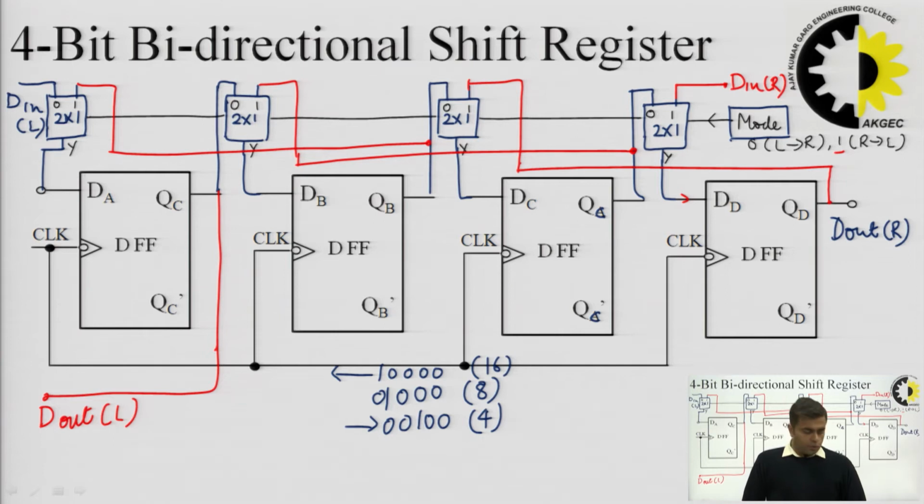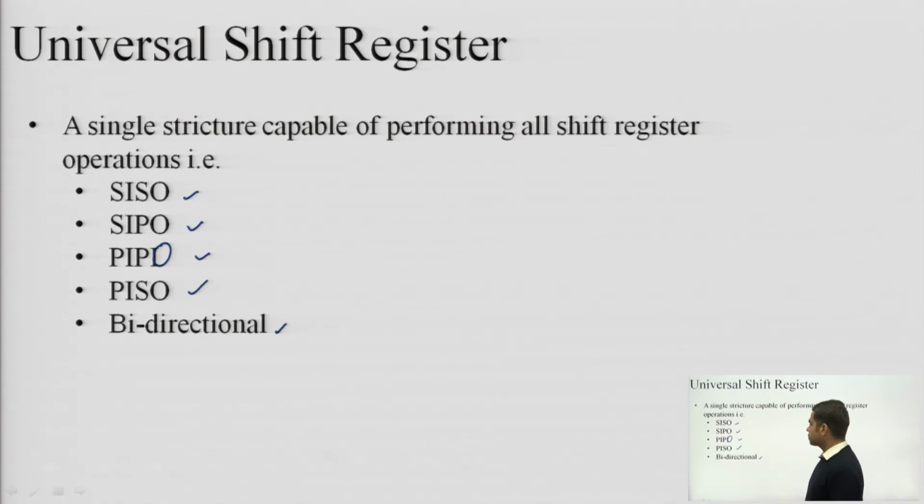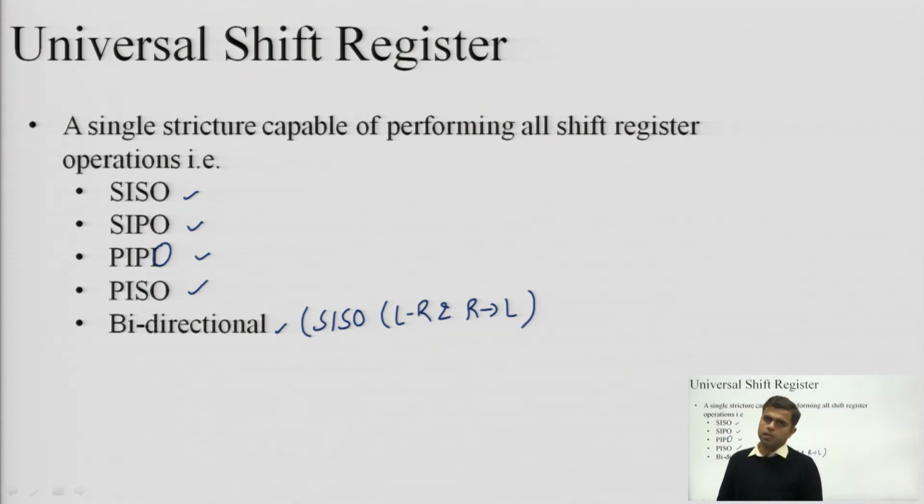So now let's come to the concept of the superior most shift register, which is named as universal shift register. So universal shift register, as the name suggests, that a single shift register circuit will be capable of performing all the shift register operations which we have covered so far. So we have covered SISO, SIPO, PIPO, PISO, and this bidirectional. Bidirectional, this also we know, we have already covered. SISO with left to right and right to left shift. So this all we have to cover in a single circuit.